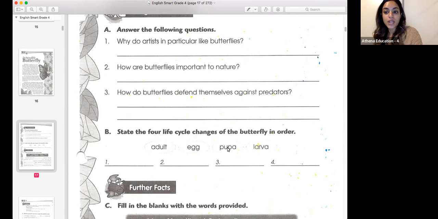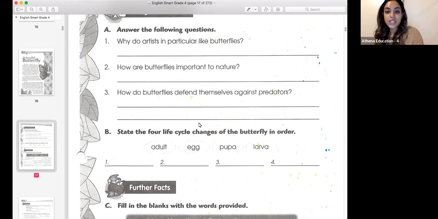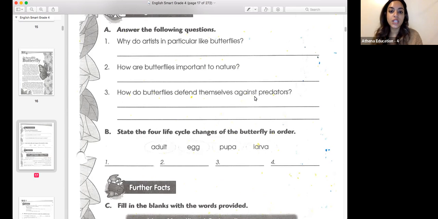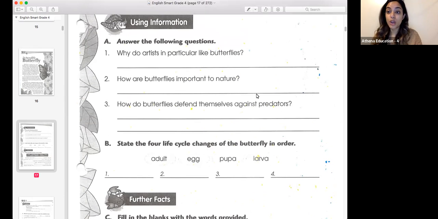And Victor, do you want to read your answer? How do butterflies defend themselves against predators? What is your answer? They use camouflage to blend into the trees. Yes, they use camouflage to blend into the trees to defend themselves against predators, right? Okay. All right, boys and girls, great job with those. Good job writing your answers. Those were very good answers, okay?